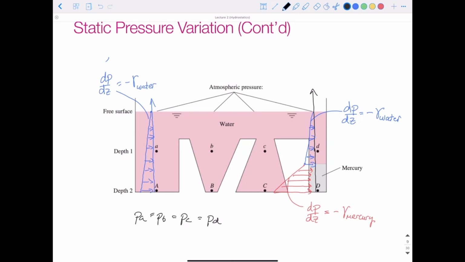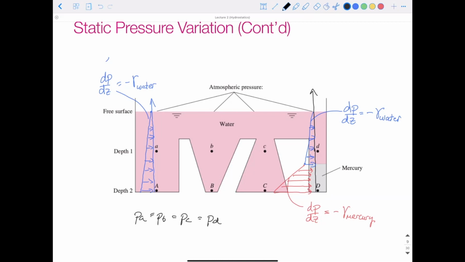Yes, because they all have the same amount of water above them. It's a continuous and uniform fluid, so the fluid's not changing. It doesn't matter what the shape of the container is. They're all in different shaped containers, but it has nothing to do with the shape of the container. It only cares about the change in depth, and they're all in the same horizontal plane.